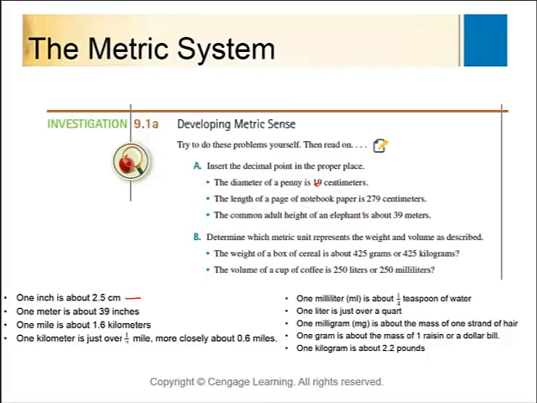The length of a page of notebook paper is 279 centimeters. Now that would be way too much. I believe they mean for that to be about 27.9. The common adult height of an elephant is about 39 meters. Now we said that 1 meter was about from your hip to the floor, so that would be a really tall elephant if it was 39, so I think they mean 3.9.